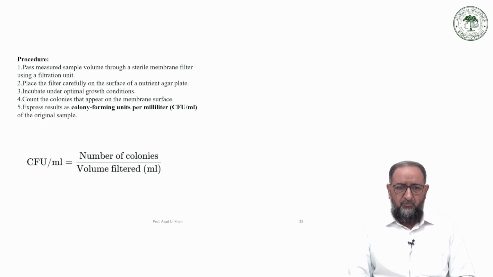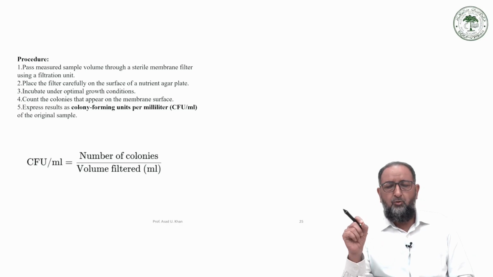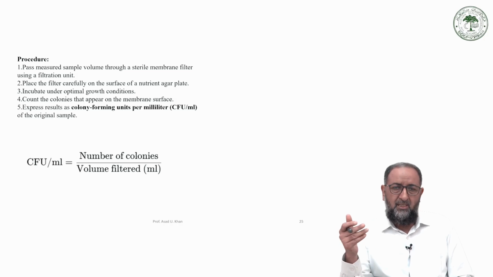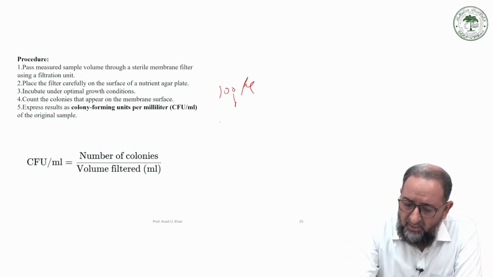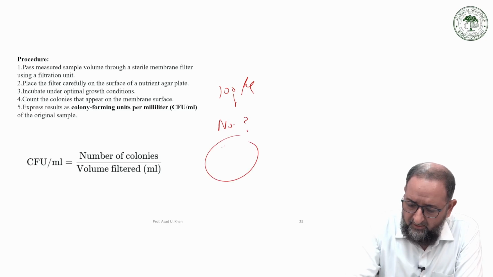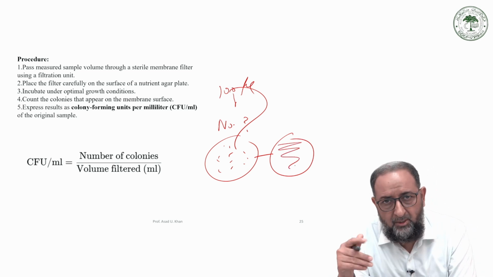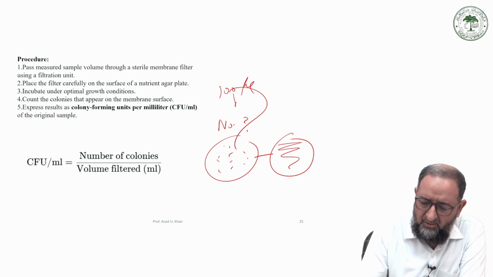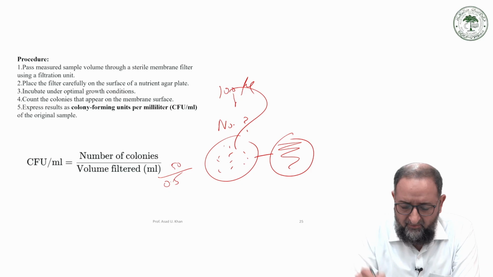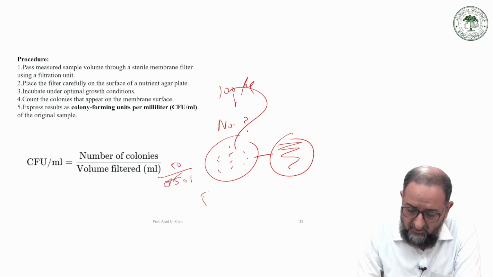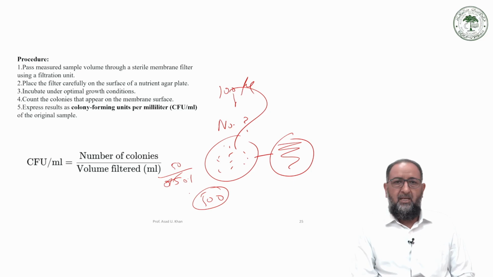So CFU per ml will be the number of colonies per volume. So what is the total volume loaded on the filter to trap these cells? For example, if you're using 100 microliter, how many cells are present in 100 microliter can be calculated through the filter. These cells will be trapped on the filter, and through the plate you can see these cell colonies present on the filter. So you simply calculate, suppose you have 50 colonies, and the volume is 0.1, then your cell count will be 500 CFU per ml, or in that volume.